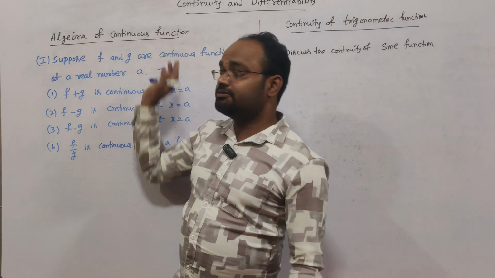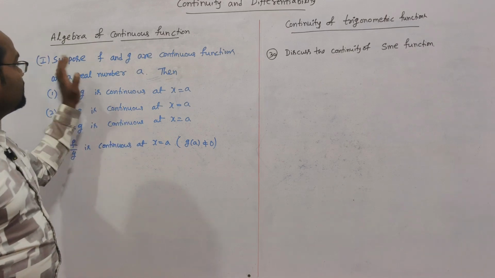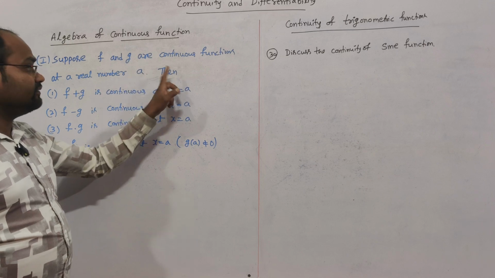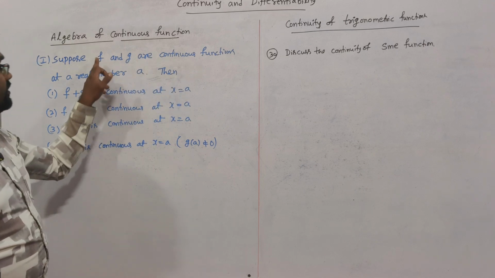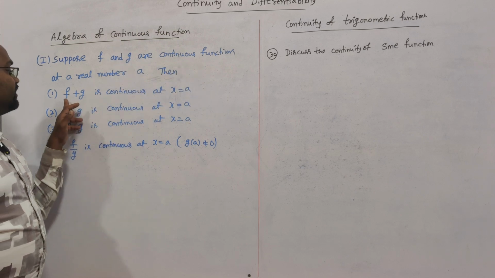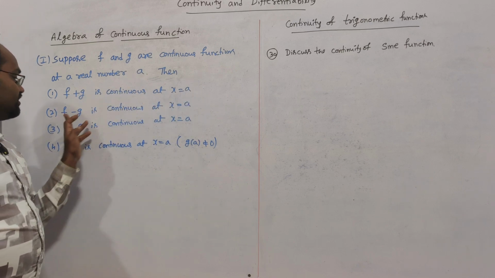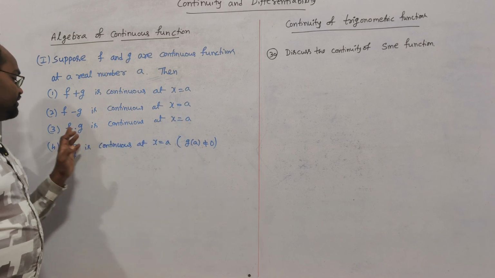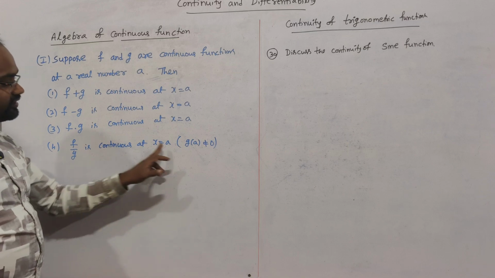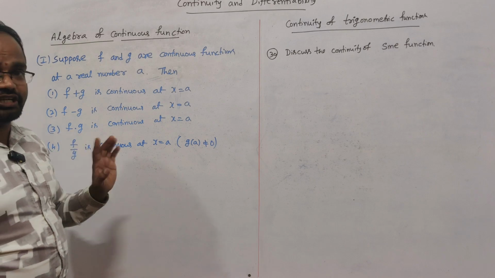Okay, next, algebra of continuous functions. Suppose f and g are continuous functions at a real number x is equal to a, then the sum f plus g should also be a continuous function at the given point x is equal to a. Then f plus g is continuous at x equal to a, f minus g is continuous at x equal to a, f into g is continuous at x equal to a, and f divided by g is continuous at x equal to a, provided at x equal to a the denominator should not be 0.